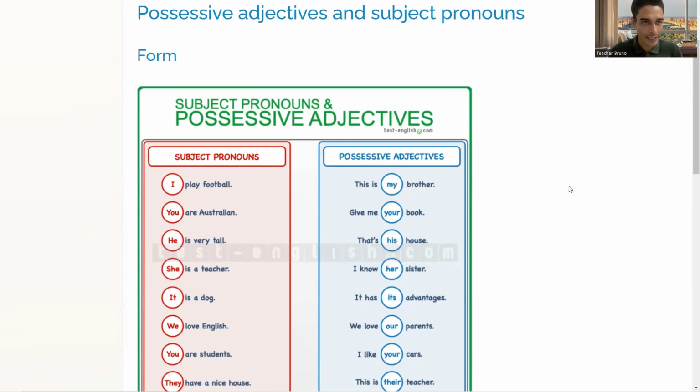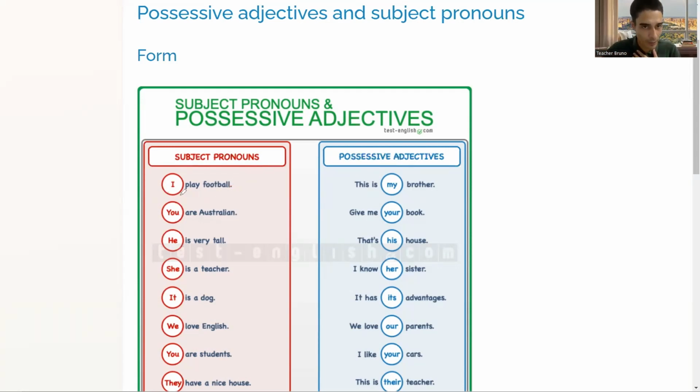And in today's class, we're going to study possessive pronouns. In the previous classes, we've studied the verb to be, present simple, and demonstratives. And in today's class, we are continuing our studies about possessive adjectives. So firstly, let's make a connection between subject pronouns and possessive adjectives. They have a relationship between these two.